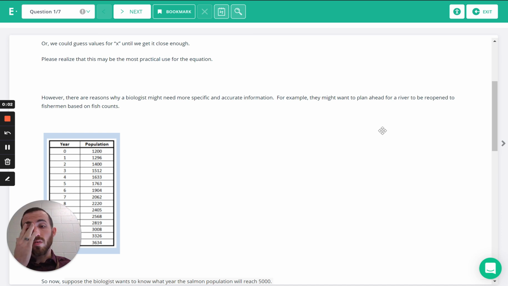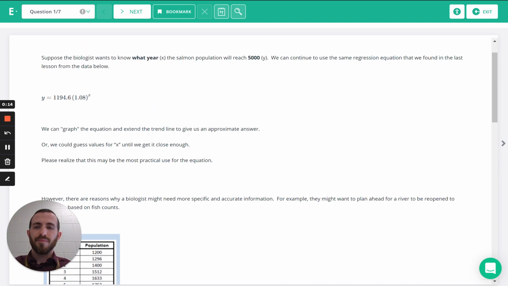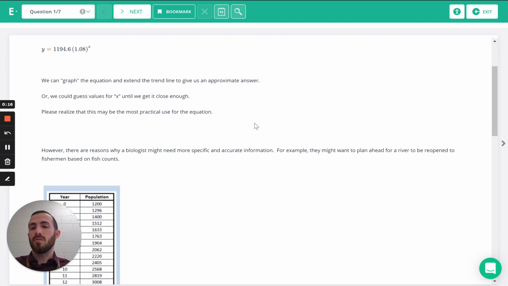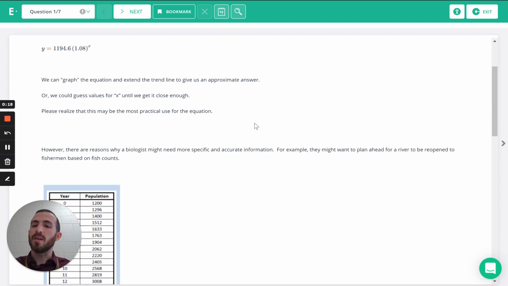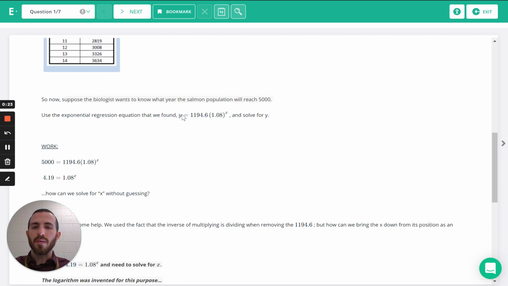Right, today we are going to use logs to help us expand and find actual solutions to applications using the stuff that we learned last class. So with this first example, we used exponential regression last class to get the equation from data. So that's how we got this equation.